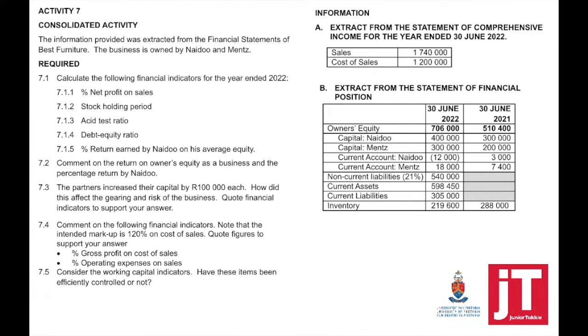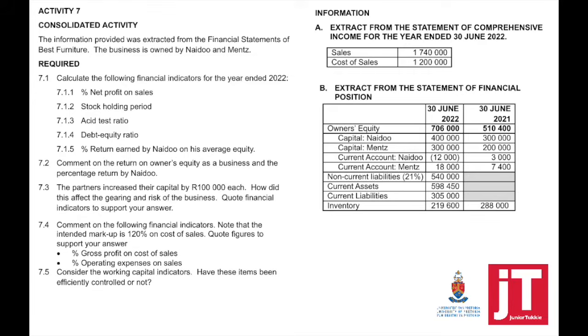The information provided was extracted from the financial statements of Best Furniture. The business is owned by Naidu and Mens. 7.1. Calculate the following indicators for the year ended 2022. Question 7.2. Comment on the return on owner's equity as a business and the percentage return by Naidu.